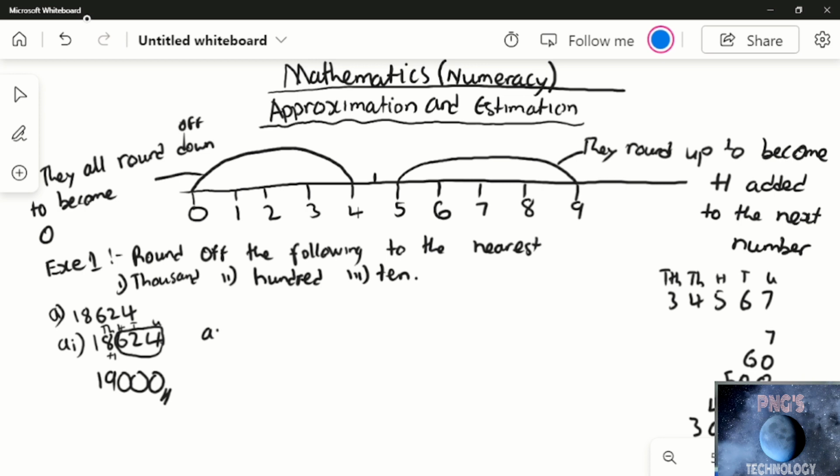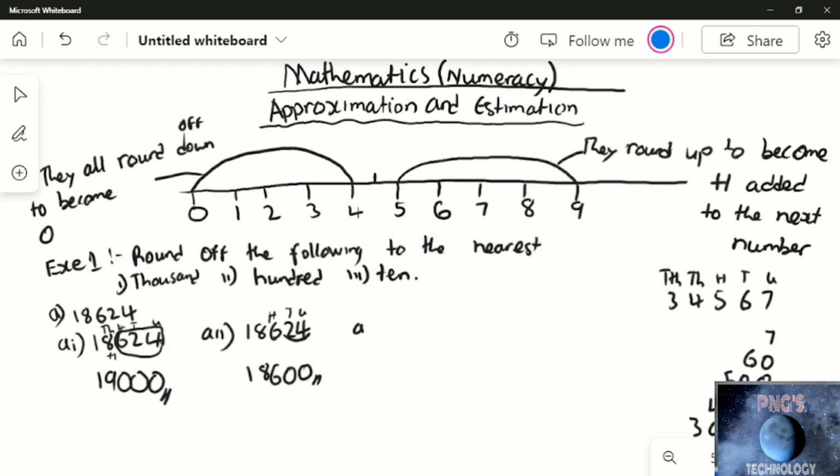Then AII, we have 18624 to the nearest 100. So unit, tens, 100. We are rounding these two figures to affect 6, which is in the 100 place. So we have 1 8. Now 4 becomes what? 0. 2 becomes what? 0. So they have no effect on 6. 6 remains 6. So this is the answer.